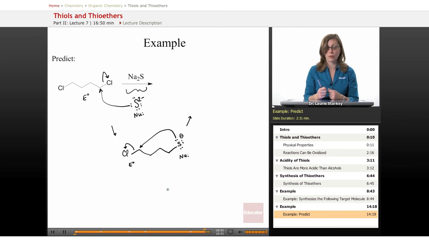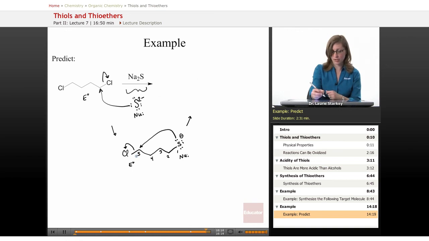What size ring would this form? 1, 2, 3, 4, 5. Is a 5-membered ring acceptable for doing an intramolecular backside attack? It's very good. 5 and 6 are both great.